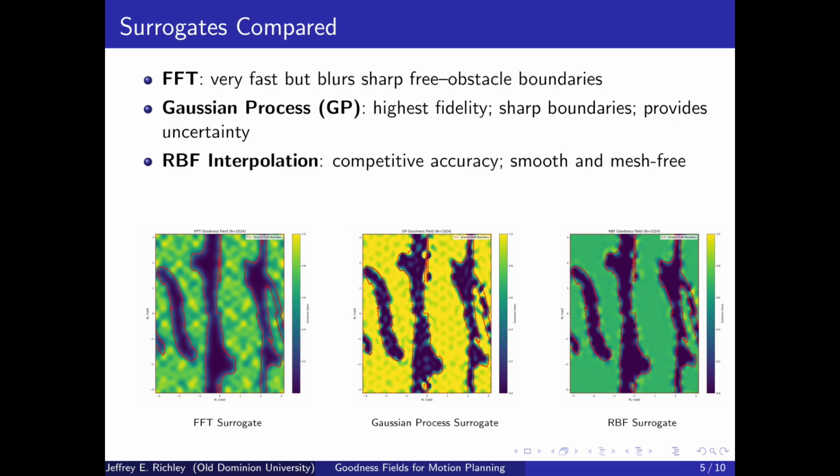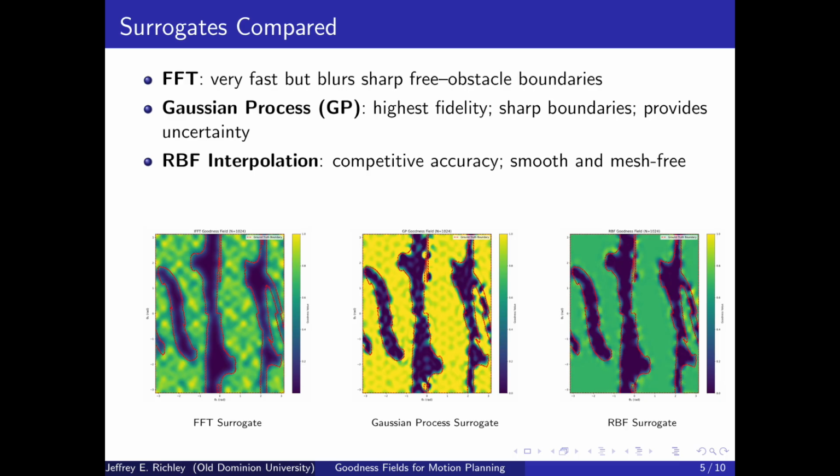It operates by smoothing collision information globally in the frequency domain. However, that global smoothing causes sharp, free obstacle boundaries to become blurred. You can see this in the visualization where the transition across the red ground truth boundary is spread over a wider region, which can cause narrow passages to be poorly represented.